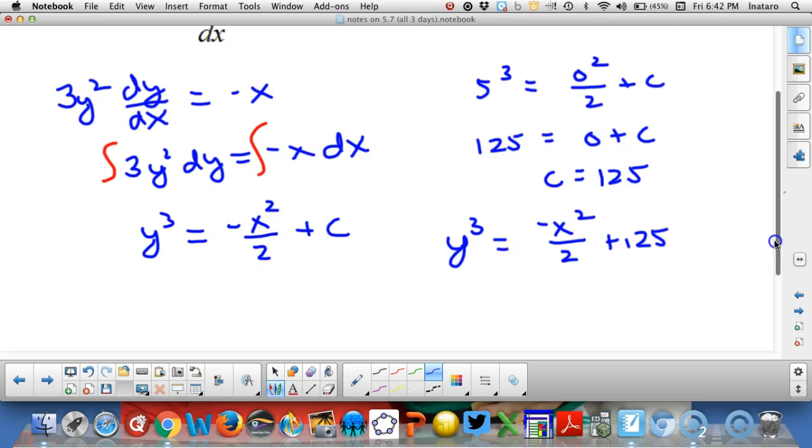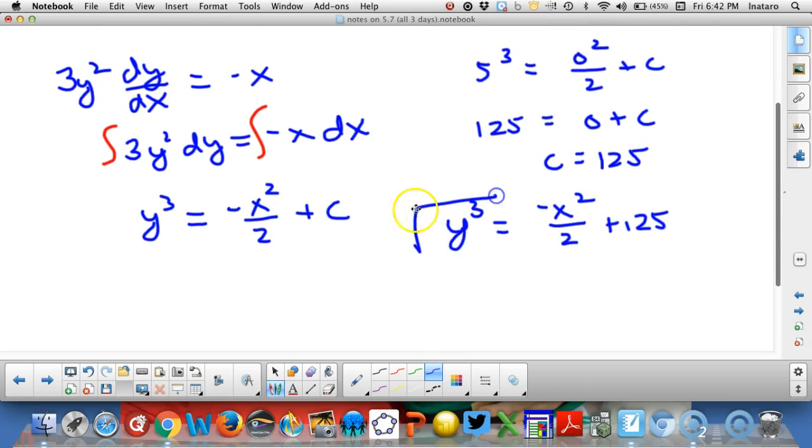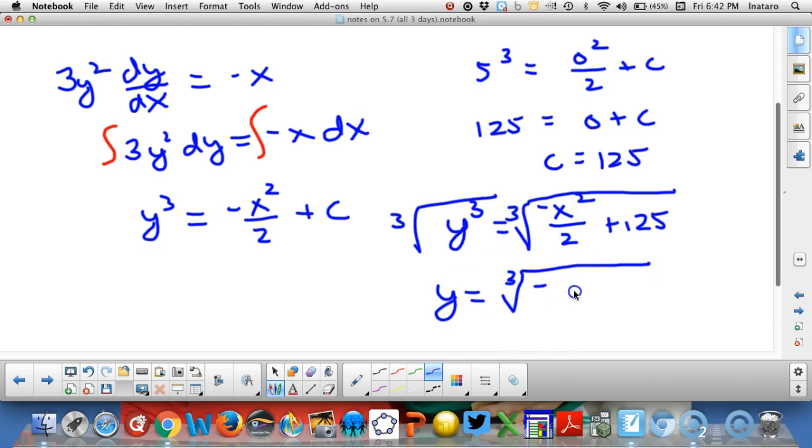But really we want to have y by itself. So I'm going to take the cube root of both sides. So our final solution to this problem is y equals the cube root of negative x squared over 2 plus 125.